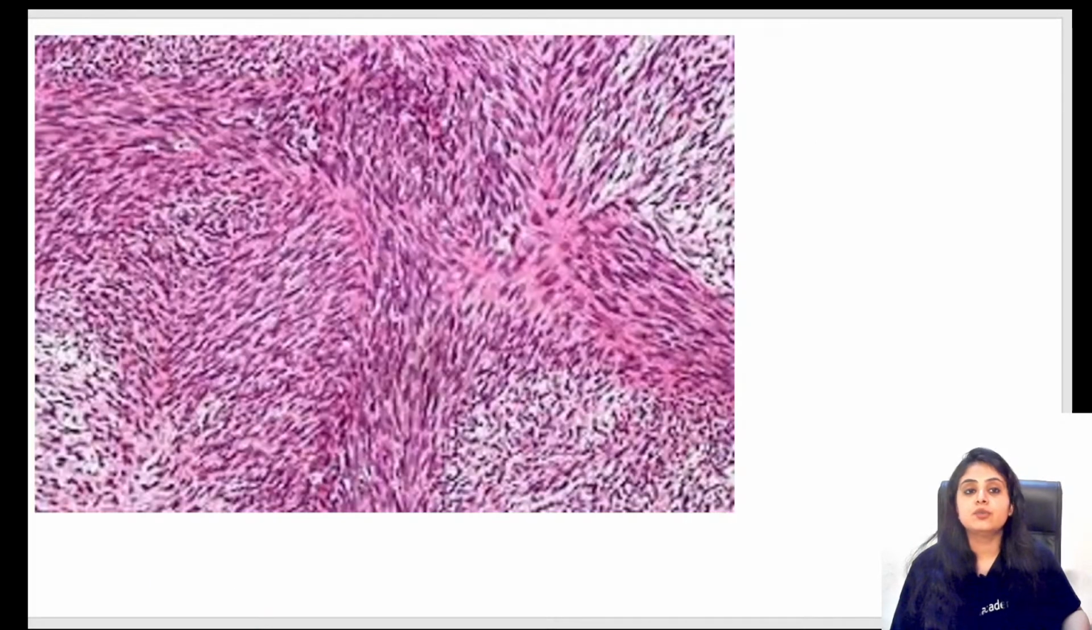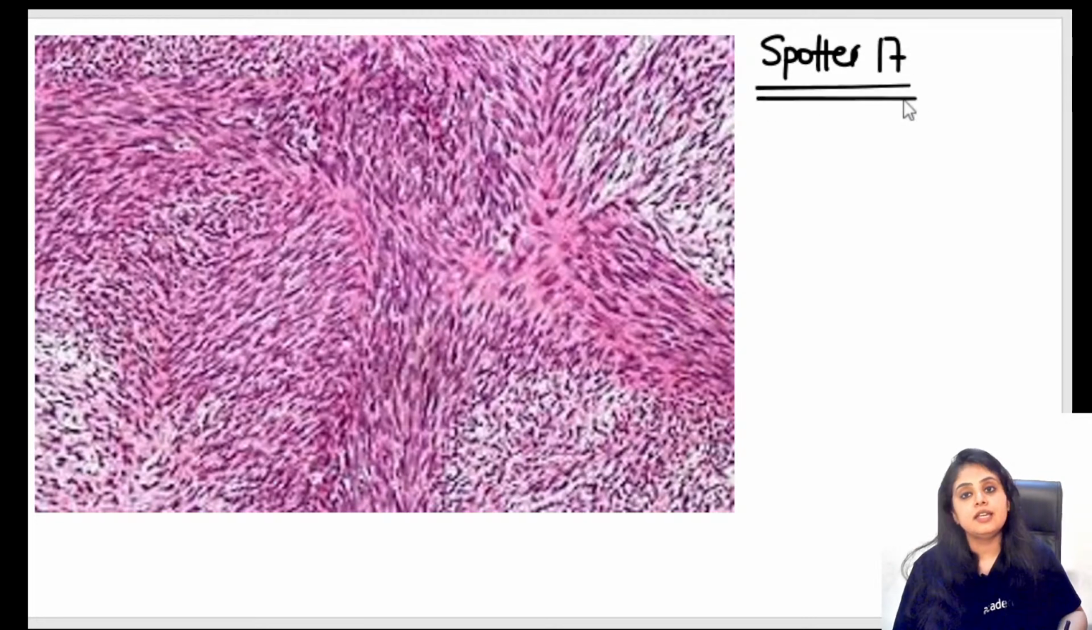So this was spotter 16. Let's go to spotter 17. This has been quite an important question in the INI-CET, AIIMS and JIPMER kind of papers. Spotter 17, guys.